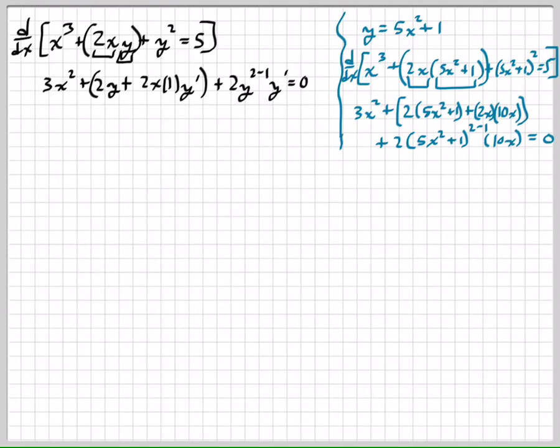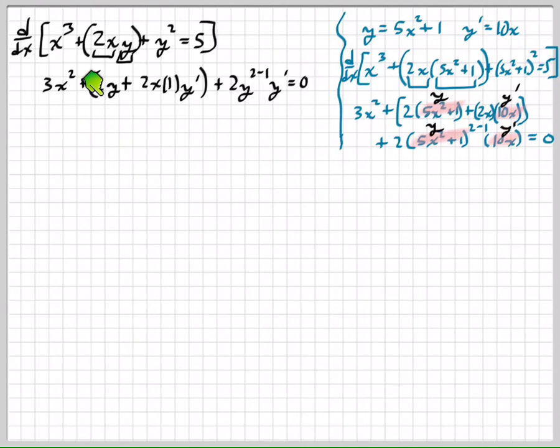Okay. Now, do you see it? Do you know what y prime is? What would y prime be? 10x. Okay. Now look at this guy. That's a y, right? And that's a y prime. That's a y, and that's a y prime. Do you guys see all the y primes? That's y, y prime. That's a y, that's y prime.